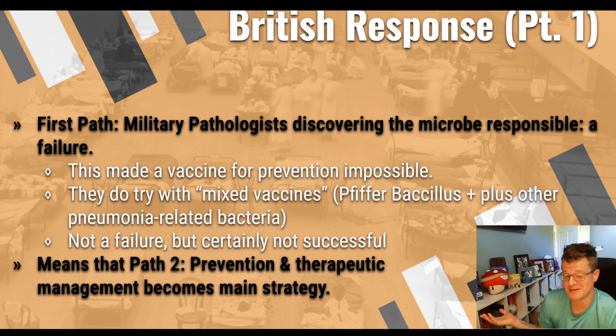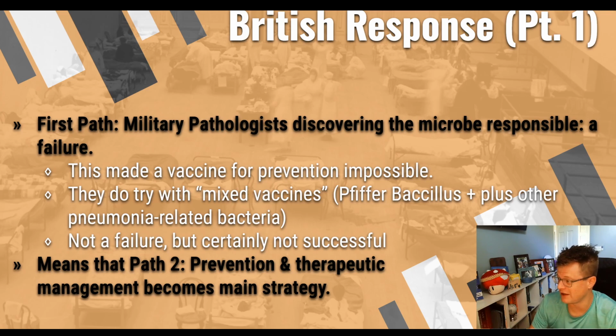So what do they try, basically? They try mixed vaccines, which are these just ridiculous ideas that we today would just kind of laugh at. They basically just shove a bunch of bacteria in a tube that are all related to causing pneumonia, and they just inject people with it, and they hope that it does something. Did it help? Probably not. It's definitely not a success. We can go ahead and call it that.